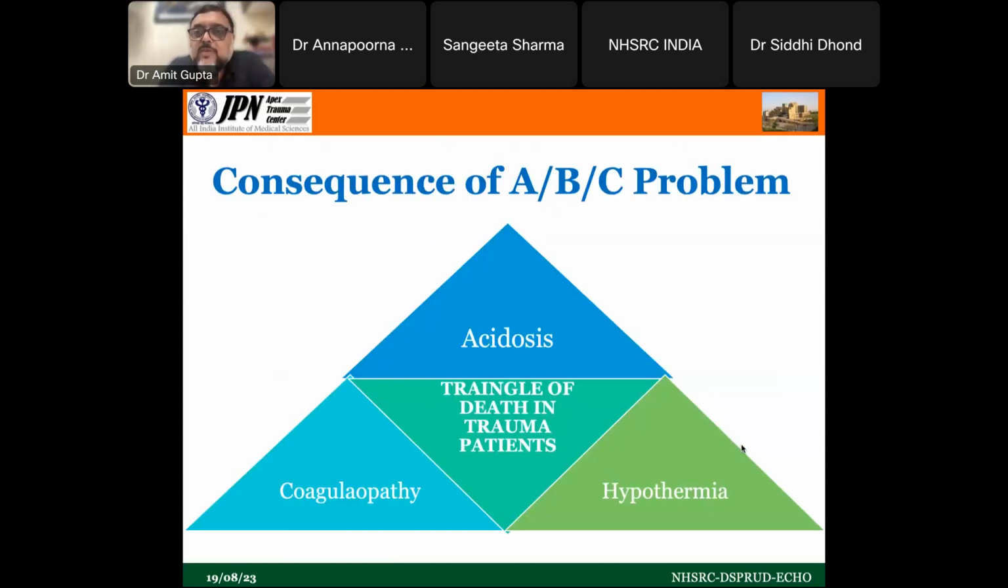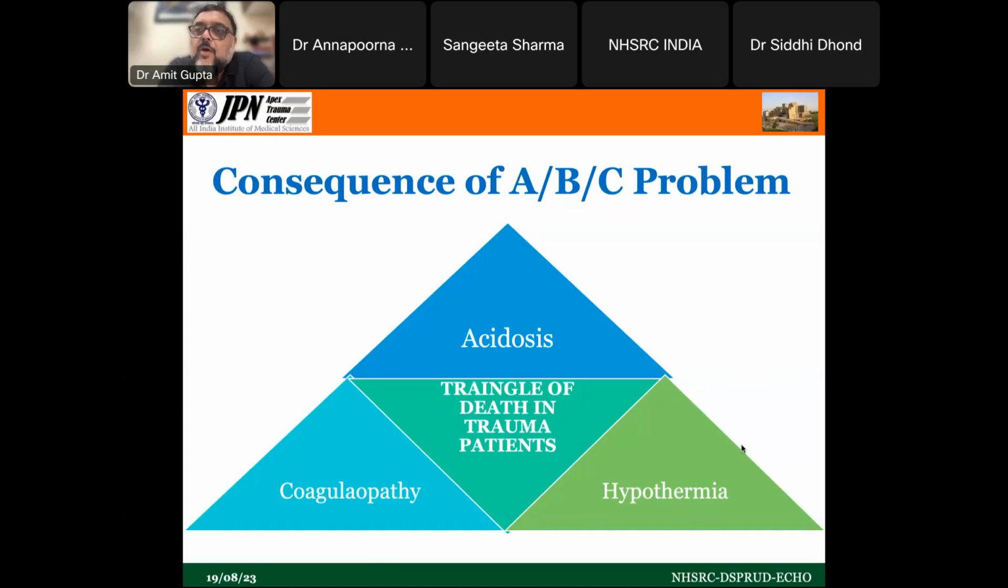The consequence of any ABC problem finally is the triangle of death. Now, the triangle of death in a trauma patient is acidosis, coagulopathy, and hypothermia. What is happening when the perfusion to the tissues is not happening is that the whole cycle is going on to the anaerobic side.